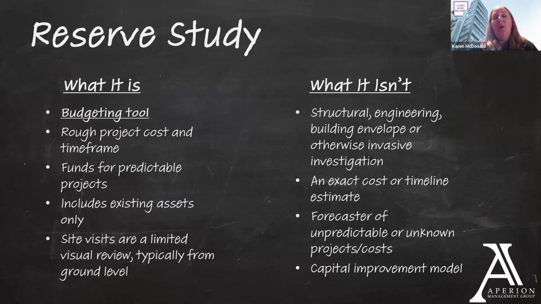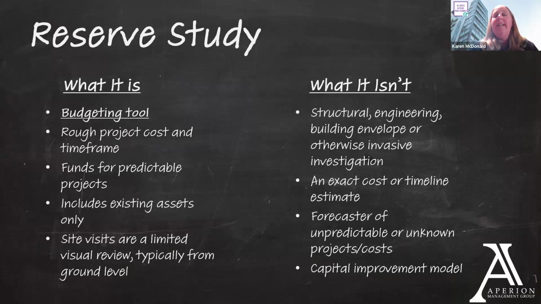And the site visits are what we call a limited visual review, typically from ground level. So if you're a condominium association and you have steep slope roofs with composition shingle roofing, we're not using ladders and climbing up on those roofs and walking around on those roofs. Typically, we do everything from ground level. The exception would be if you have a building that has what we call a low slope roof or a flat roof, where there's a hatch that we can climb through to view the roof. We will get up there, but we're not doing things like walking on steep slope roofs.